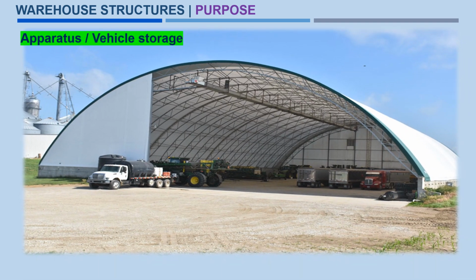This is another view, of apparatus or vehicle storage. Suppose near a factory some material, equipment or apparatus needs to be stored; this kind of structure, also called a warehouse structure, needs to be built. Sometimes for sales or maintenance purposes, this kind of apparatus and equipment can be stored inside the warehouse.